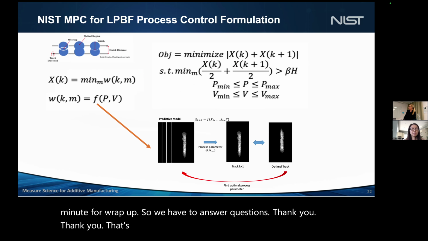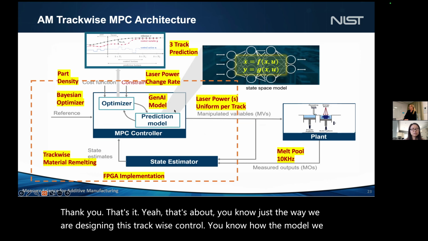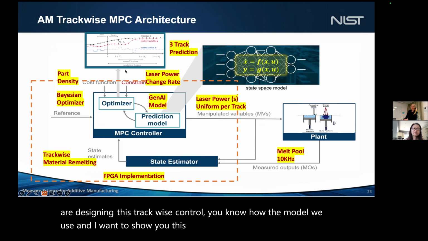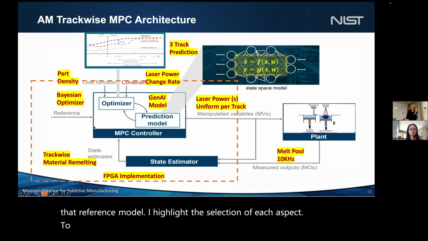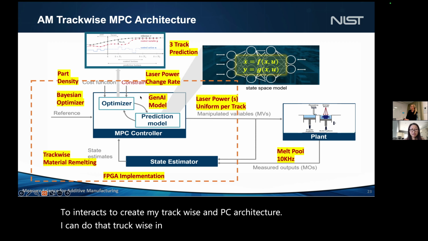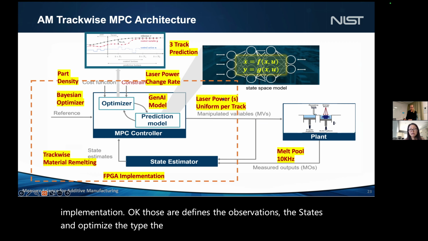That's about the way we are designing this: track-wise control, and the model we use. I want to show you this architecture conforms to that reference model. I highlight the selection of each aspect to create my track-wise MPC architecture. I can do that track-wise in milliseconds because I have the FPGA implementation. Those define the observations, the states, the optimizer type, the objectives, and the control.